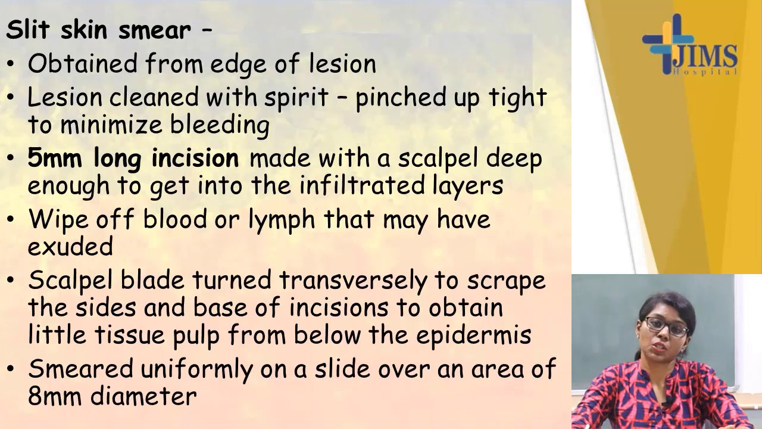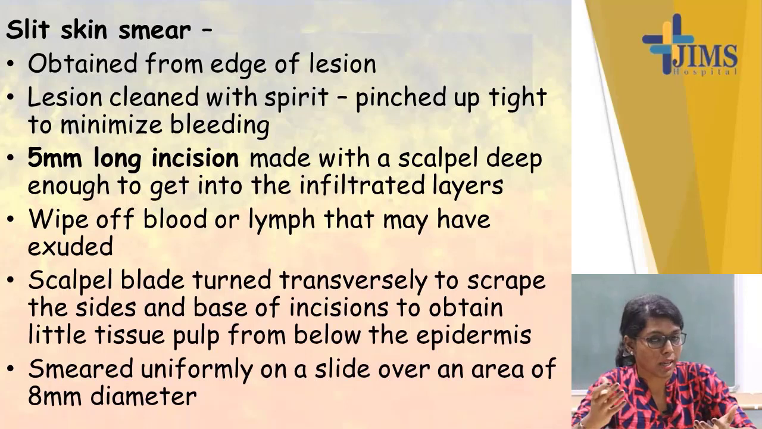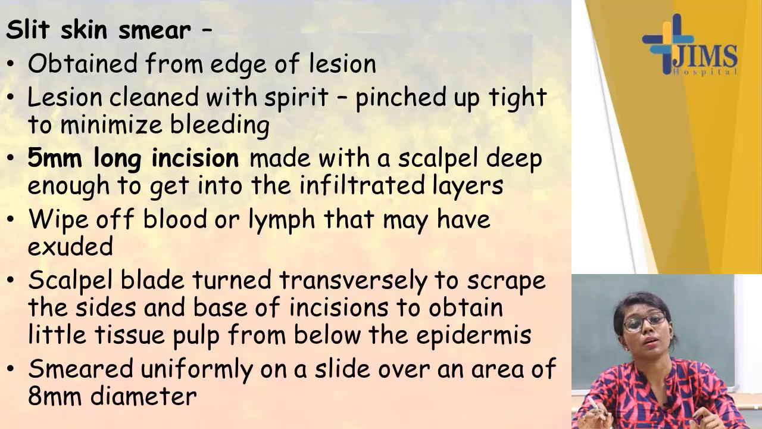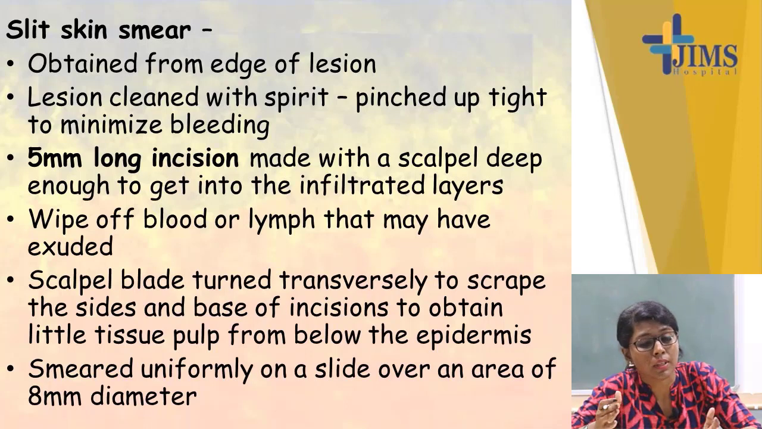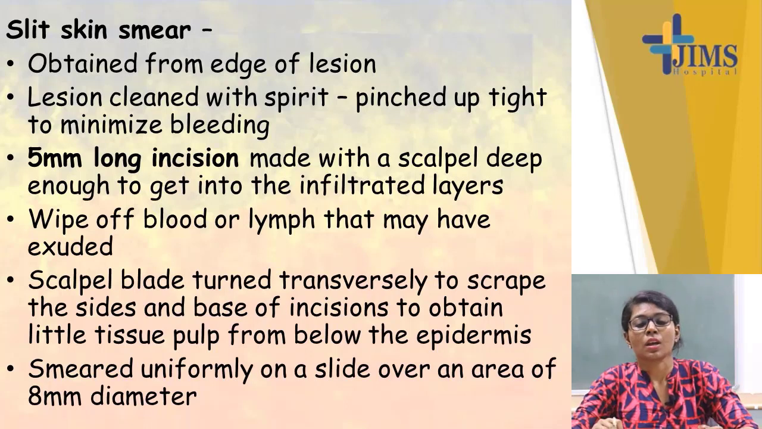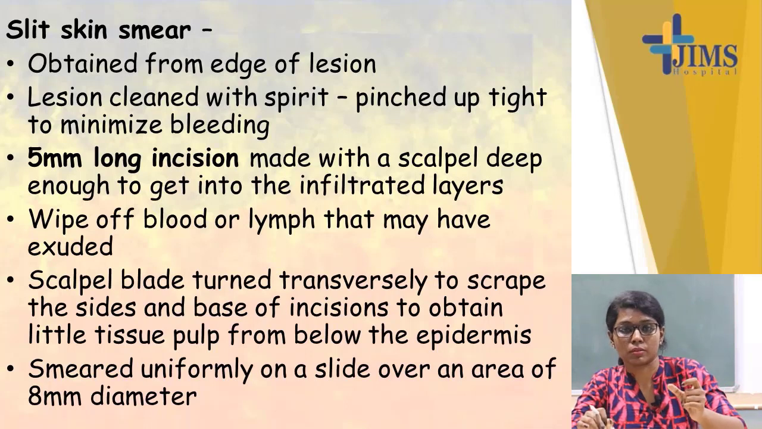Using alcohol, you make it sterile, wipe it off with a cotton and make it sterile. After that, you take a scalpel and again sterilize it. How do you sterilize a scalpel? Yes, you pass it over the flame. And then you make an incision in the lesion.